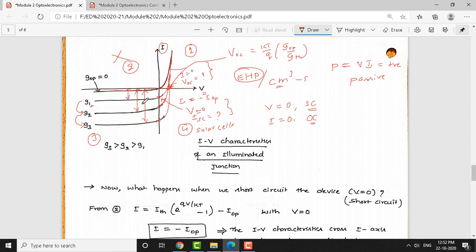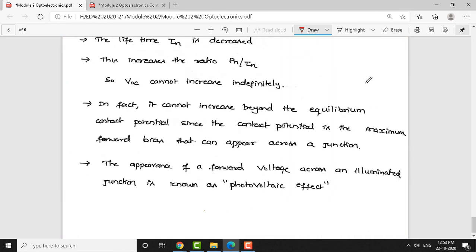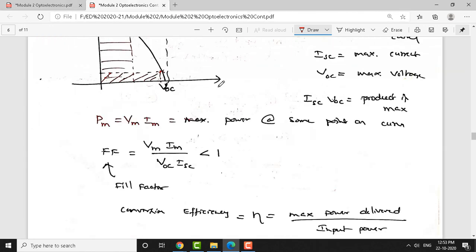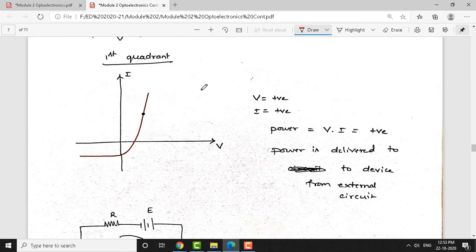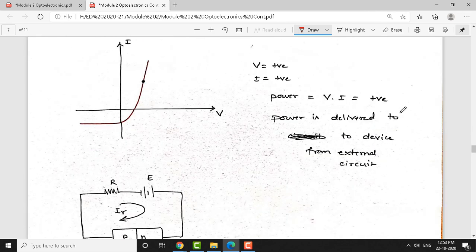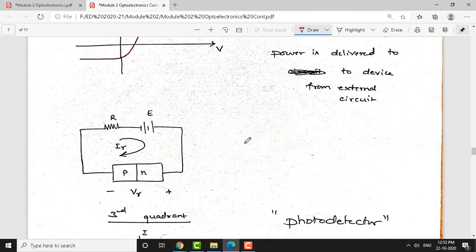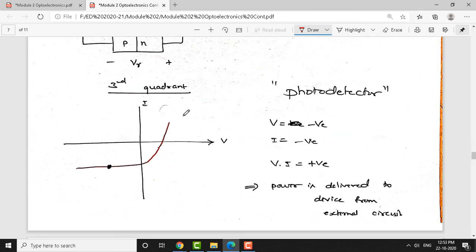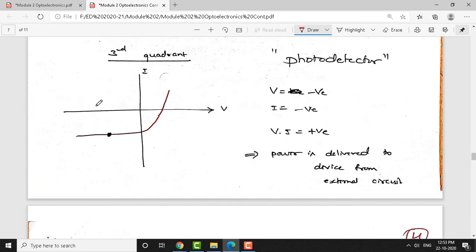Even in the 3rd quadrant you can observe voltage negative, current negative. This is already illustrated here, just look at these quadrants. I will come back to this a little later. In the first quadrant, both are positive, VI is positive, and power is delivered to the device from the external circuit. In the third quadrant, again VI is positive and power is delivered to the device from the external circuit. Here the photodiode acts like a photodetector, which is again a passive device.